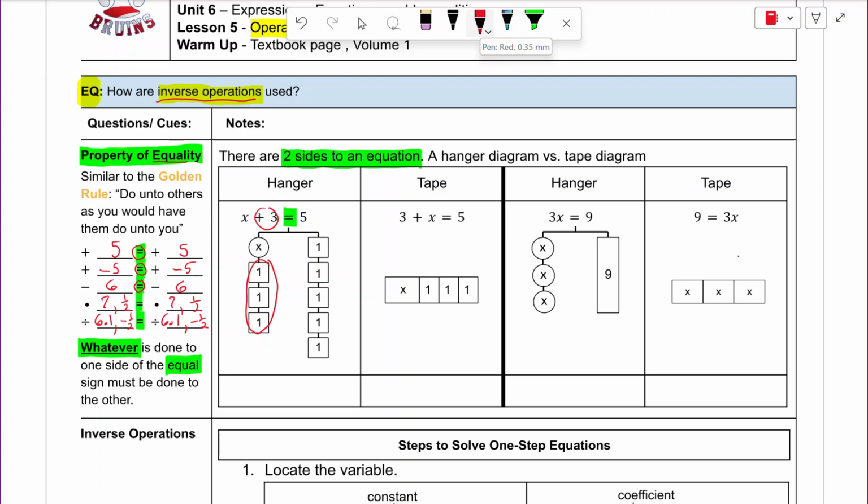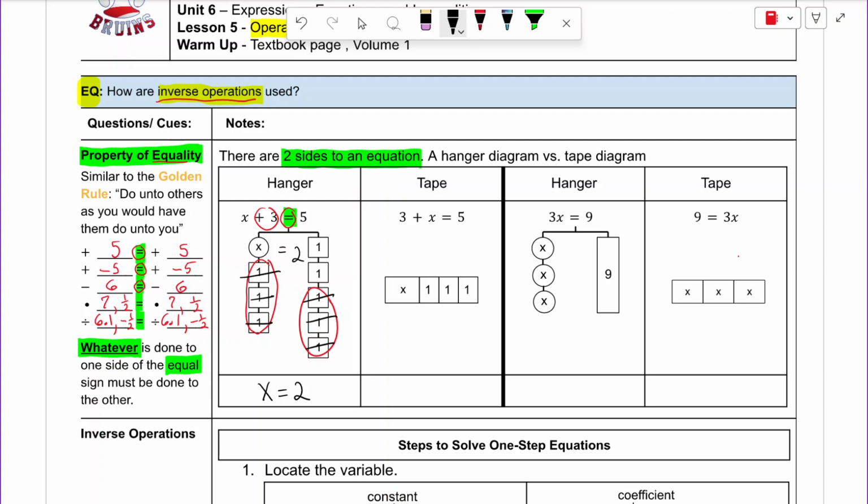Well, if you're doing it to one side, remember, you've got to treat the other side equally. We're going to take off 3 from this side. And we showed it like this, crossing them out, basically taking them off. And what was left over? Well, we had 2 1s, and we had only one x. So that x is equal to the 2 1s. So x is equal to 2. So you can see the property of equality happening there in the hanger.